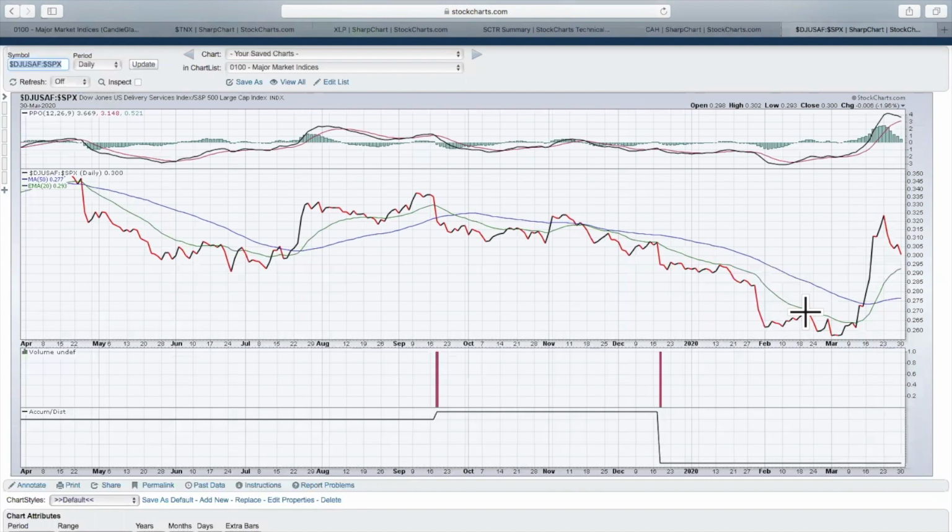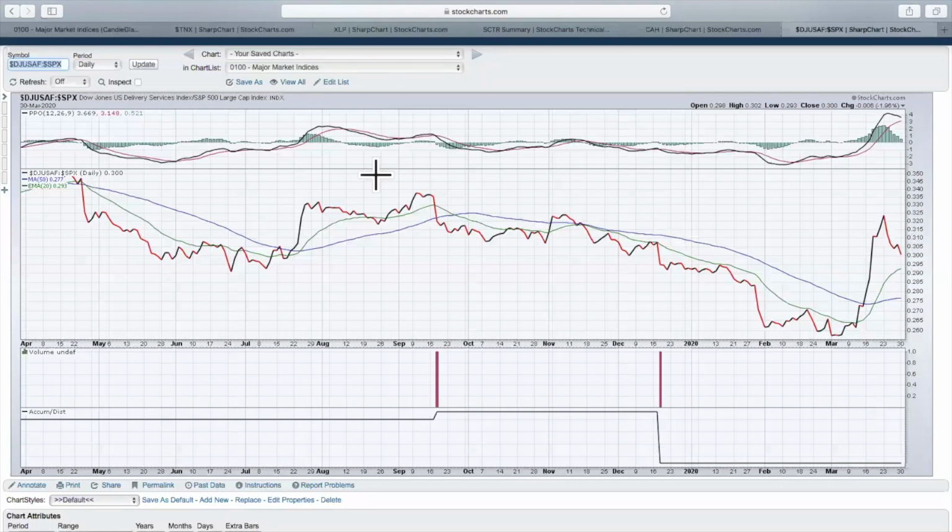Delivery services, DJ USAF, fell 14% during that period while the S&P dropped 25%. That's why you're seeing this relative strength. Now, we have pulled back over the last week, but the overall market has strengthened. If we get weak again, I would be looking for a resumption of some of this relative strength. So watch this group.